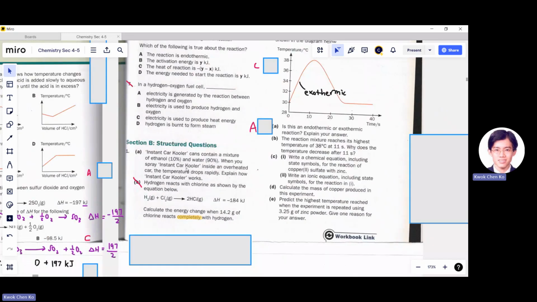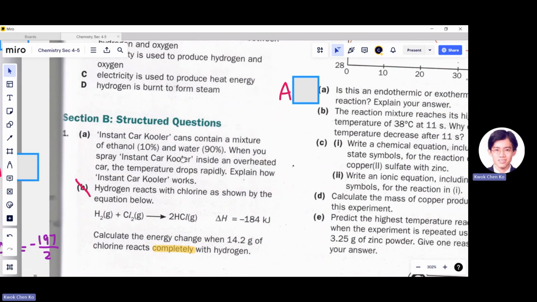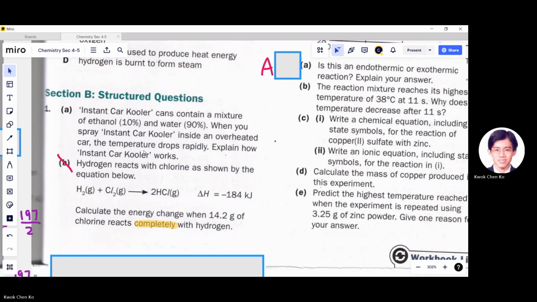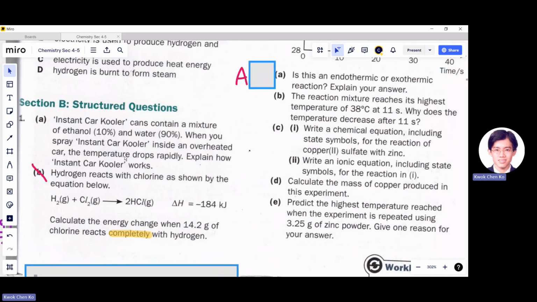Okay, look at 1A, section B. 10% ethanol, 90% water. How an instant car cooler works. Zayden, what do you write for this? I say that it is an endothermic reaction, as heat is absorbed. Then the temperature decreases, then the bonds are broken.